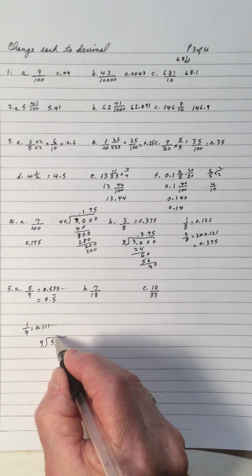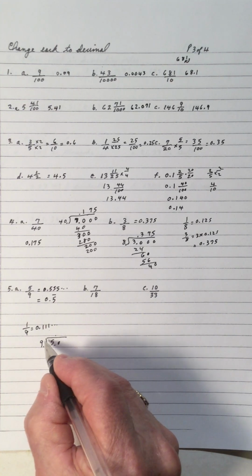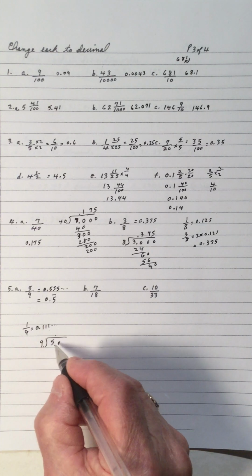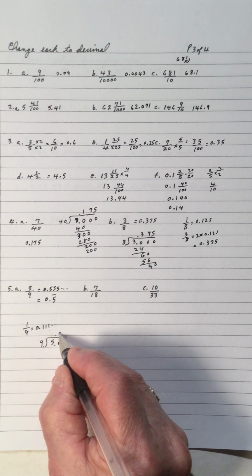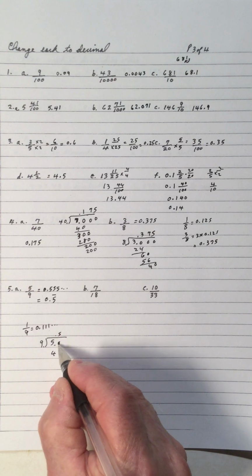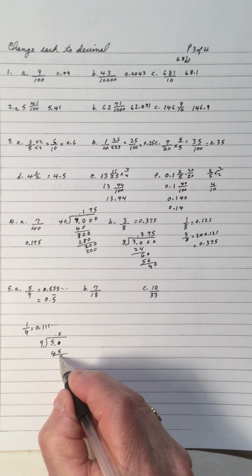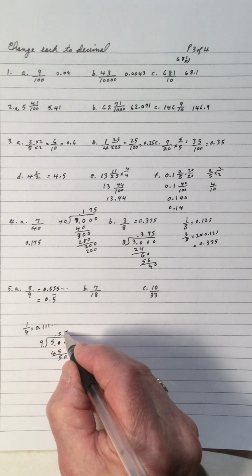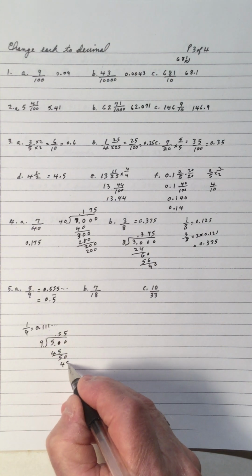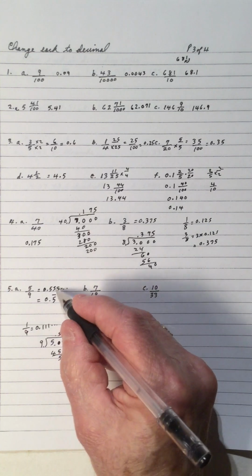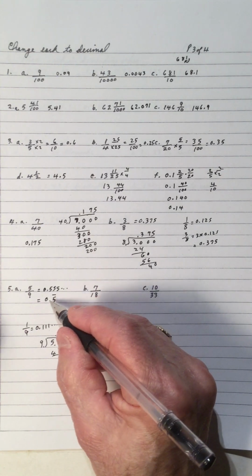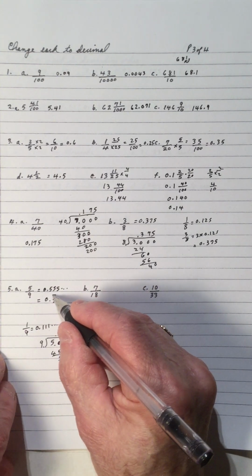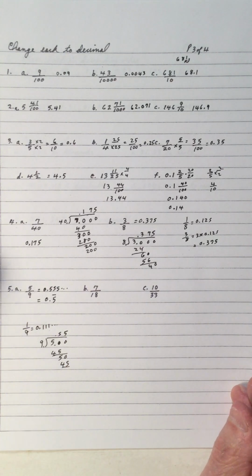Decimals are on the end. Move it up. 9 into 50 goes 5. 5 9s are 45. Subtract and get a 5. Bring down another 0. 9 into 50 goes 5. Get a 45 again. So it keeps repeating. So that's the answer, or decimal 5 with a bar above it.